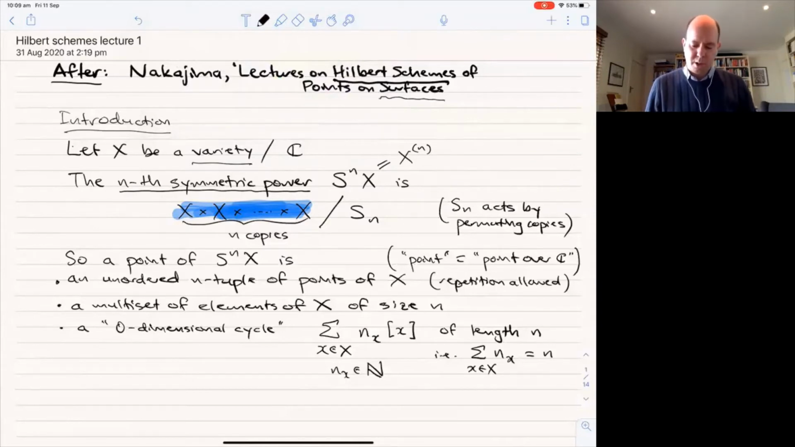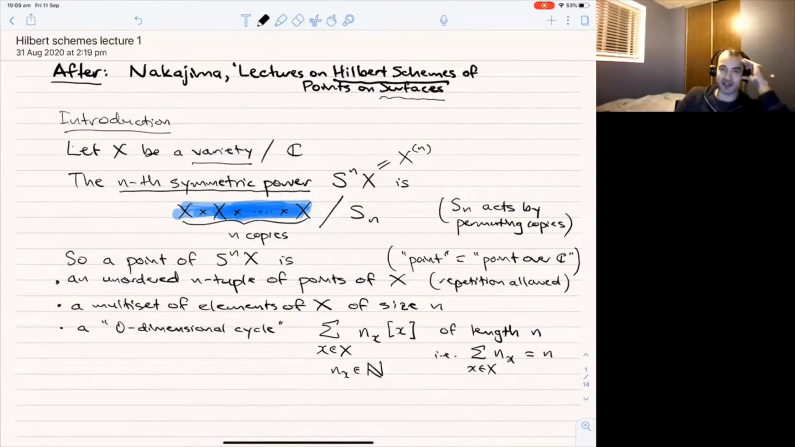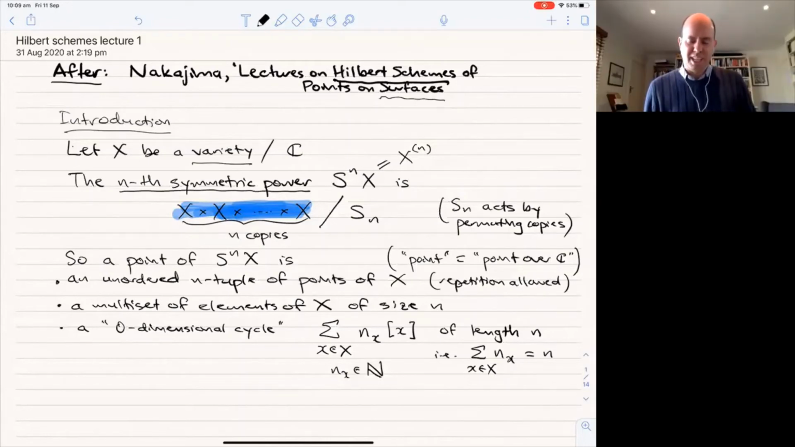The notation for the Hilbert scheme with the square brackets was probably chosen to contrast with the round brackets in the symmetric power. This also looks like suspension, the nth suspension of x. Yes, it's another reason why this notation that Nakajima uses is not so great.